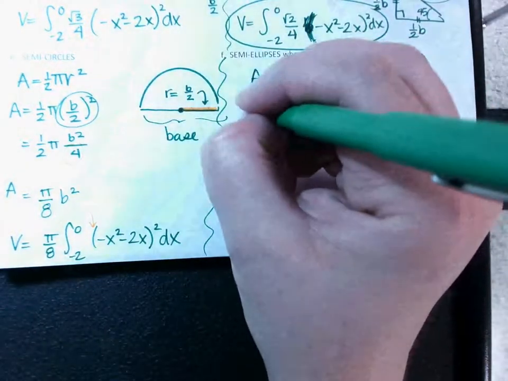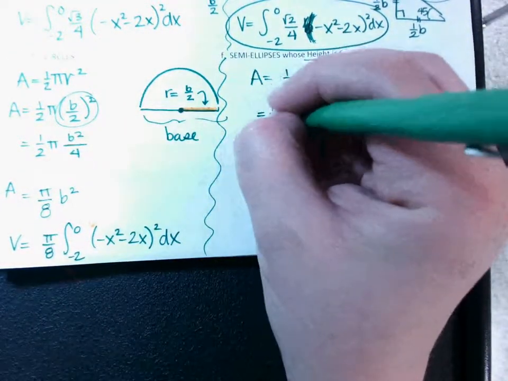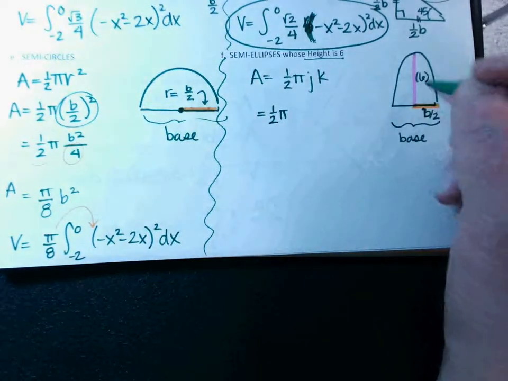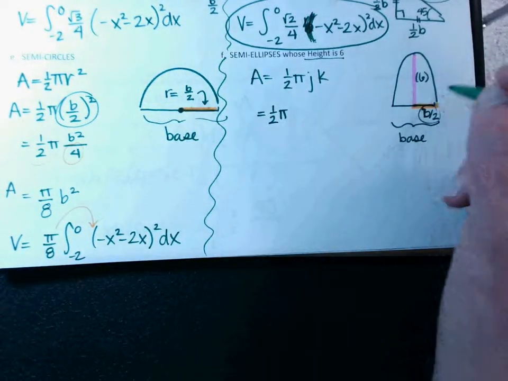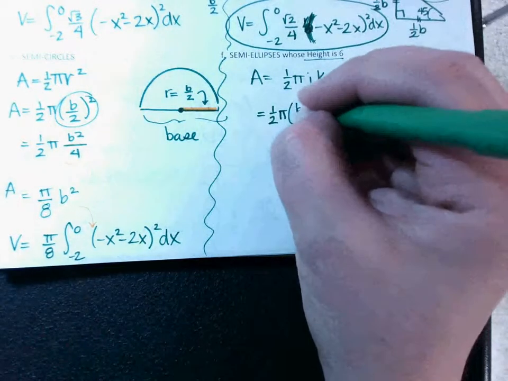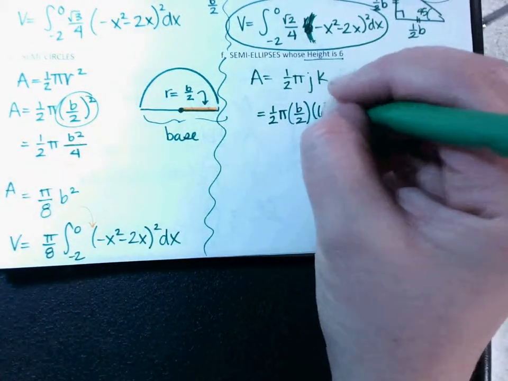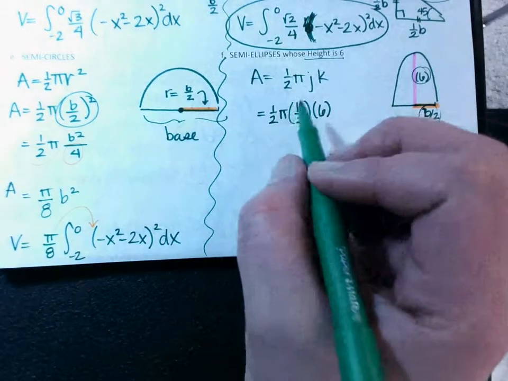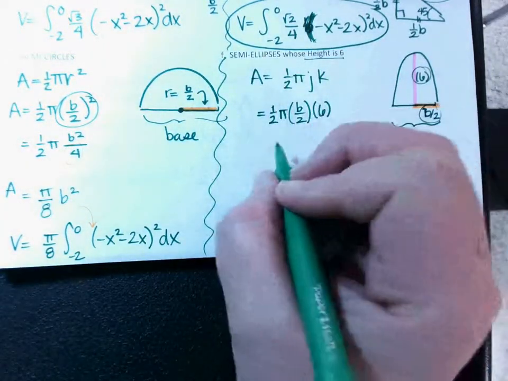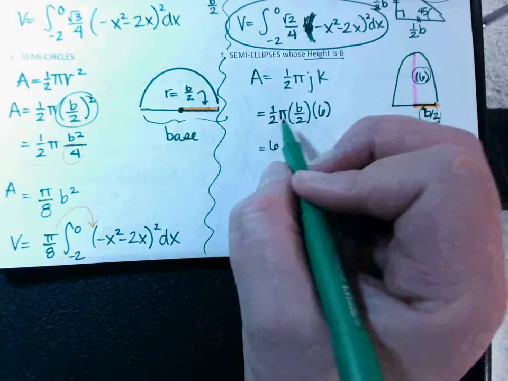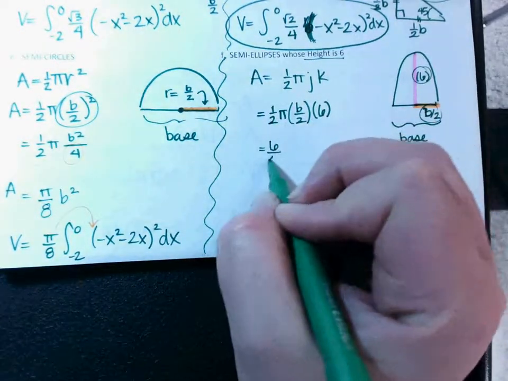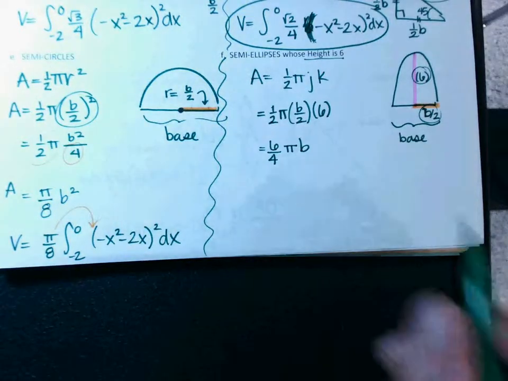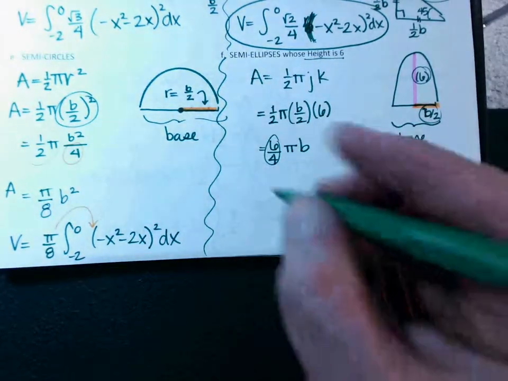Let's rewrite our formula. It's going to be 1/2 pi, and then remember, j and k are just multiplying these bases. So I'll do b over 2 times 6. Let's multiply that whole thing out. Across the top, 1 times 6 is 6, and 2 times 2 is 4. Then I still have my pi and I have my b. Now, you can reduce that if you want to, but you don't have to.